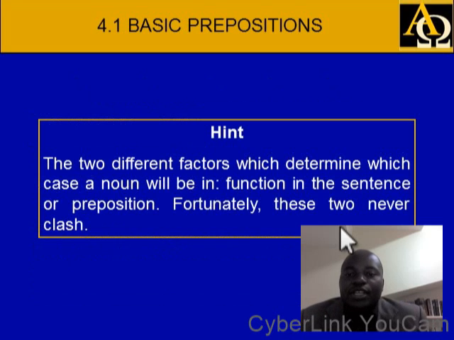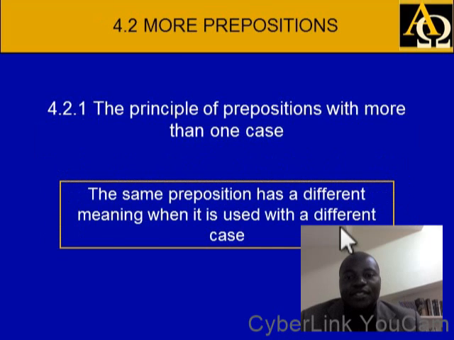The two different factors which determine what case a noun will be is function in the sentence. So for example, if it's the object, it's accusative. If it's the subject, it's nominative. And then the preposition. Fortunately, these two never clash. So the function in the sentence and the preposition, they always go together and they take the same case. The principle of prepositions with more than one case: the same preposition has a different meaning when it is used with a different case. So that's what we're going to look at.